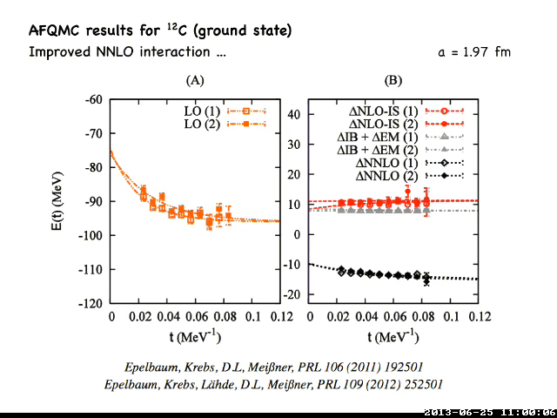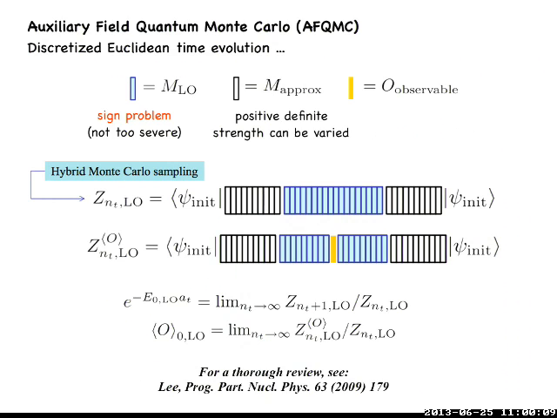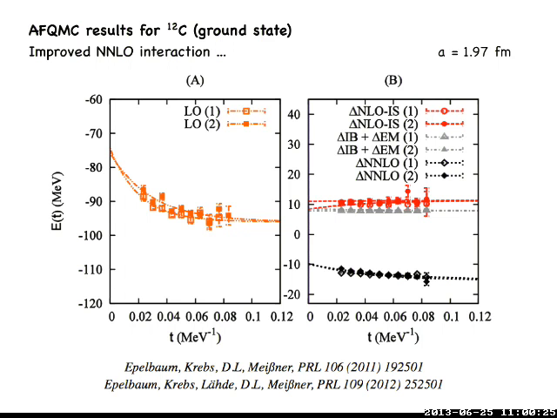This is done with 2 different initial states. The only difference is that the strength of this approximate Hamiltonian has been varied. So we get two calculations that converge to the same ground state. But the projection time is only the internal one. Sorry, the projection time refers only to the inner time. Yes, exactly.